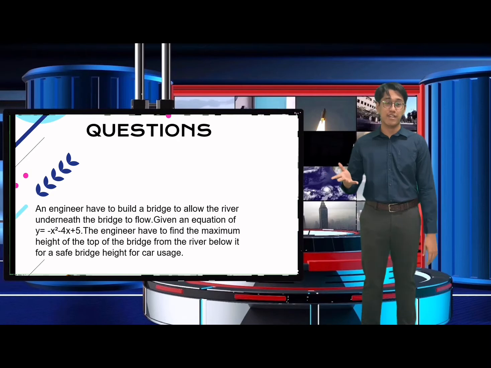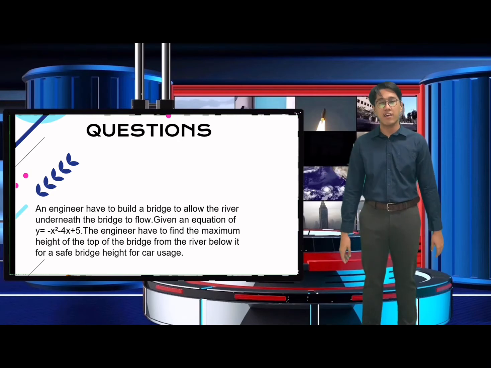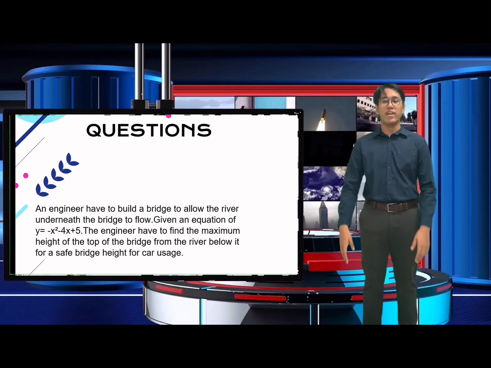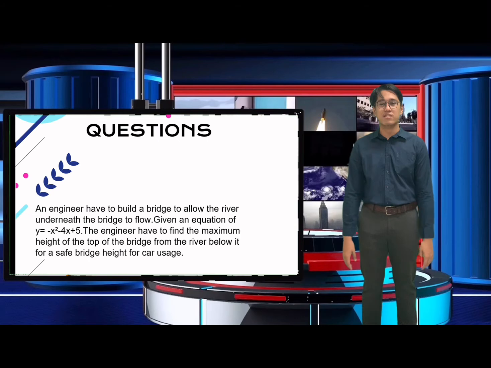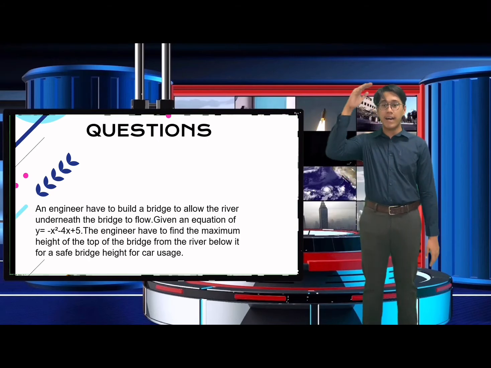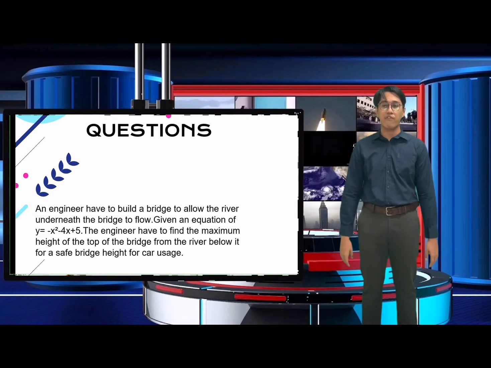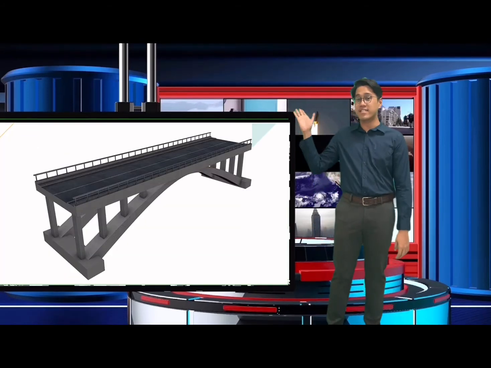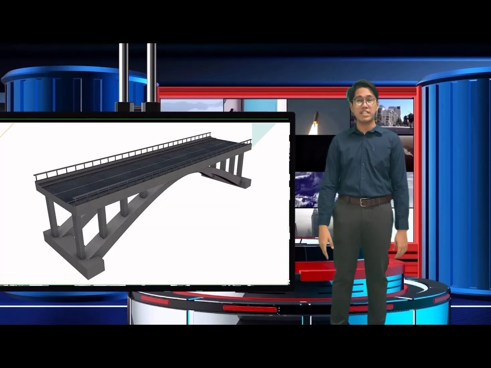So we move to the questions. An engineer has to build a bridge to allow the river underneath the bridge to flow. Given an equation of y equals negative x squared minus 4x plus 5, the engineer has to find the maximum height of the top of the bridge from the river below it for a safe bridge height for car usage.